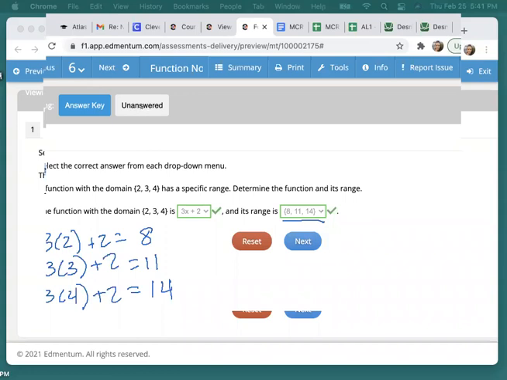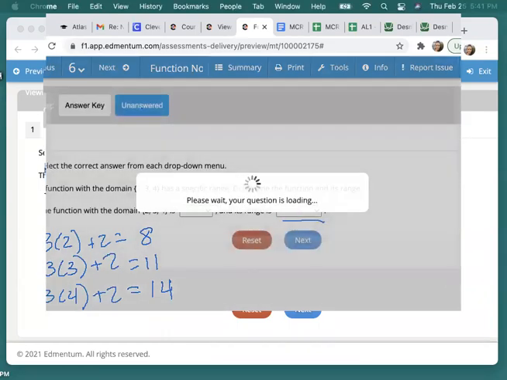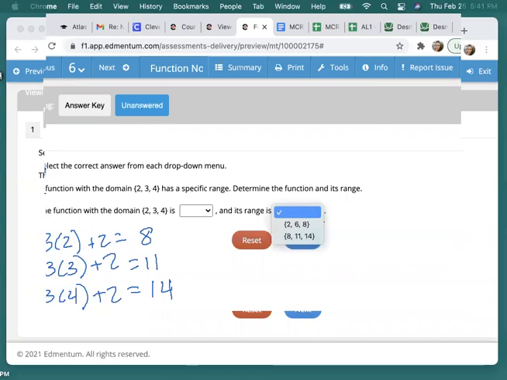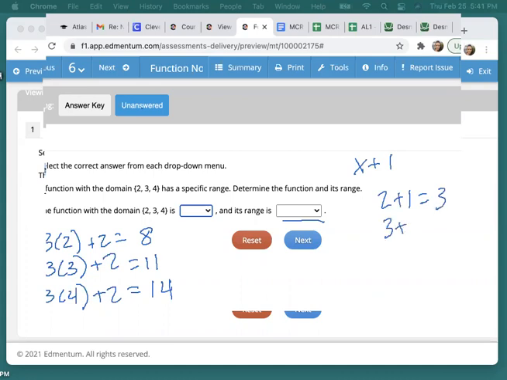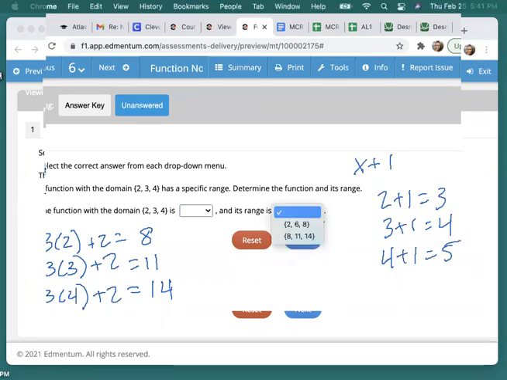And if we were to look at the other one, if I were to try x plus 1 and plug in 2, 2 plus 1 is 3, 3 plus 1 is 4, 4 plus 1 is 5. 3, 4, 5 does not match the answer choice in the other drop down. So that's how I knew it was the other function.